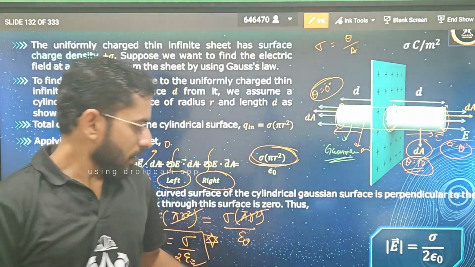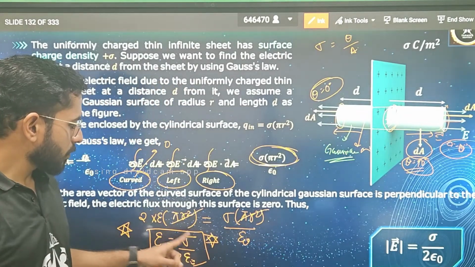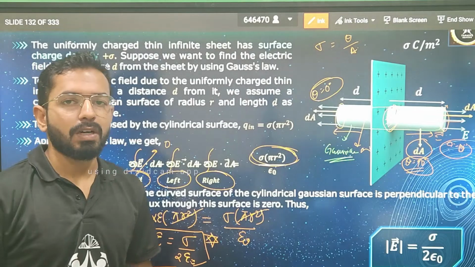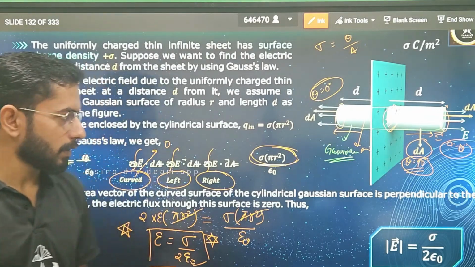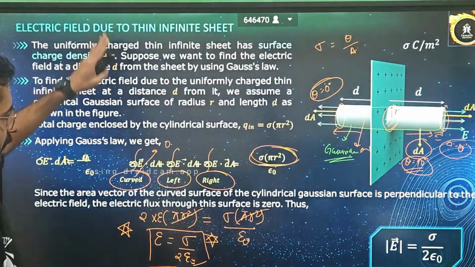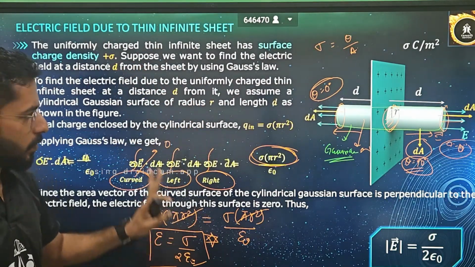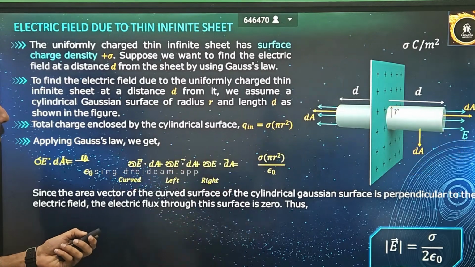Okay. So this is a very important result. A very important thing to notice here is that the electric field is equal to sigma divided by 2 epsilon naught. It is not dependent on r. Okay. This is what you have to always remember. This is an important thing. Rest of the given things are written here properly. Just cut, copy, paste in your board exam. You will be getting very good marks.